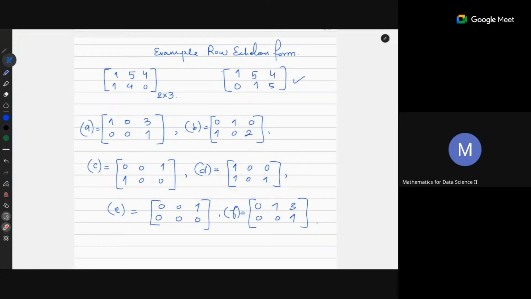Neil Chandra, can you tell me why D is not in row echelon form? Sir, D is not in row echelon form because the first row is 1 0 0, but in the second row, the leading element is in the first position only. It should be to the right of the column in the first row in which there is a non-zero element. So it should be either in the second column or in the third column. Those are the allowed columns for the second row. Okay, good.